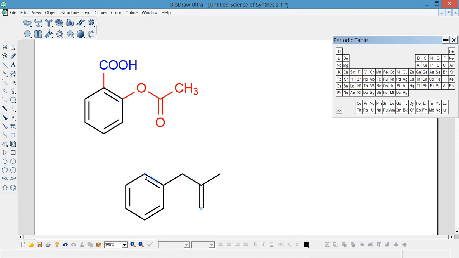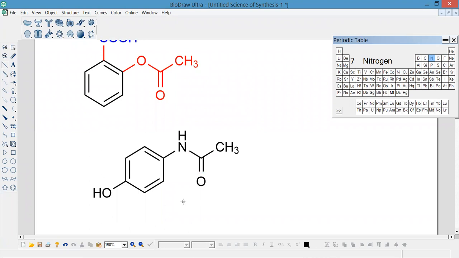These are the different types of bonds drawn. At the para position it has a hydroxyl group. Now select the carbon atom and put CH3 here. Now select the oxygen atom and put it here as OH. Then select the nitrogen atom, represented here as NH. This is the structure of paracetamol, para-aminophenol derivative.